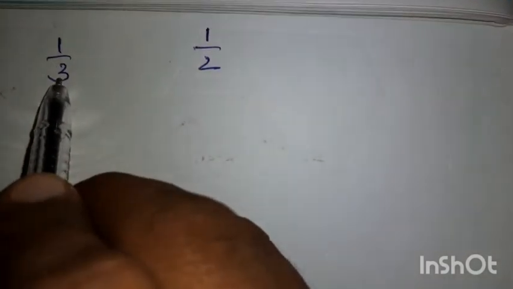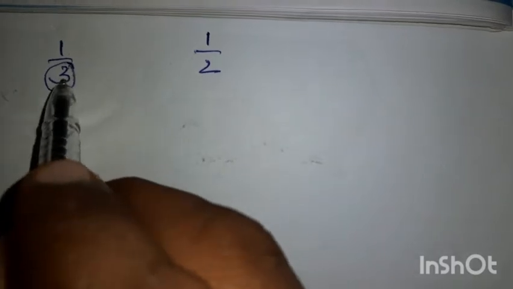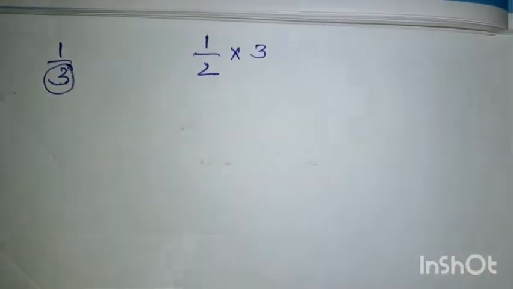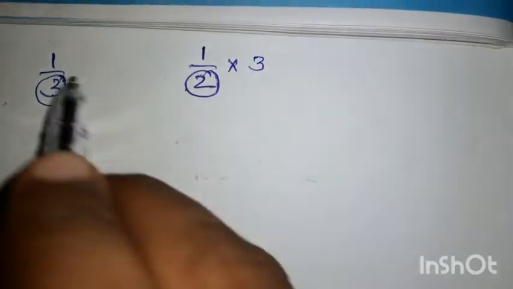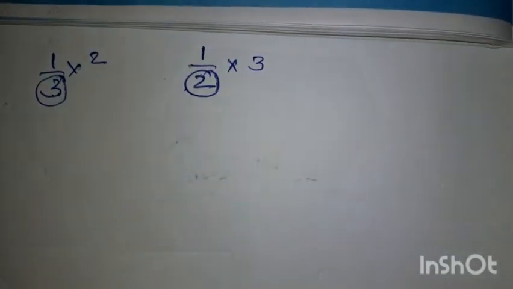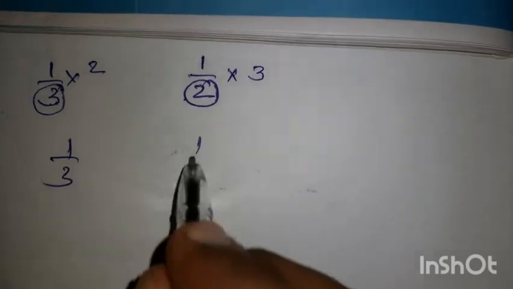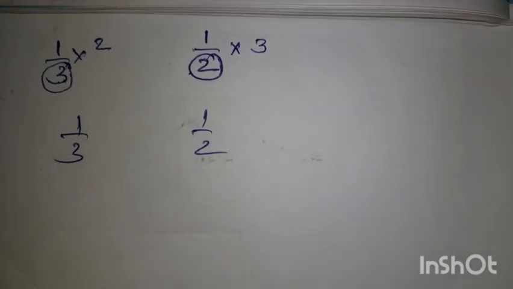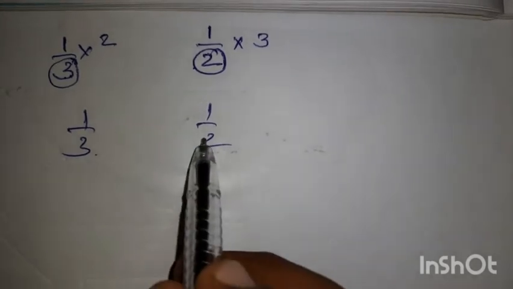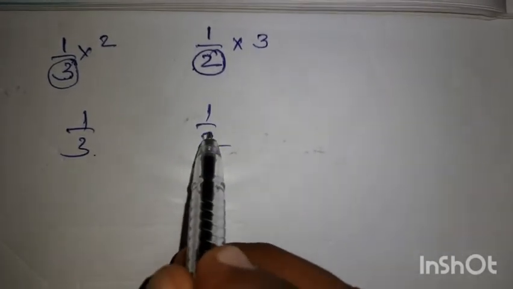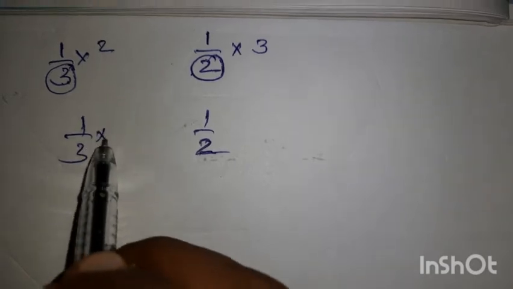So 1 by 3 is here. The denominator is 3. That 3 should be multiplied here. And the denominator of 1 by 2 should be multiplied here. So 1 by 3 and 1 by 2: the denominators we have to interchange and multiply. The denominator 2 should be multiplied with this fraction.